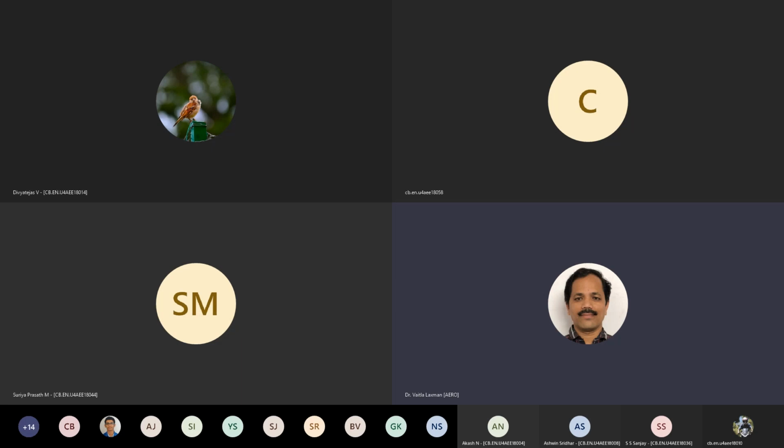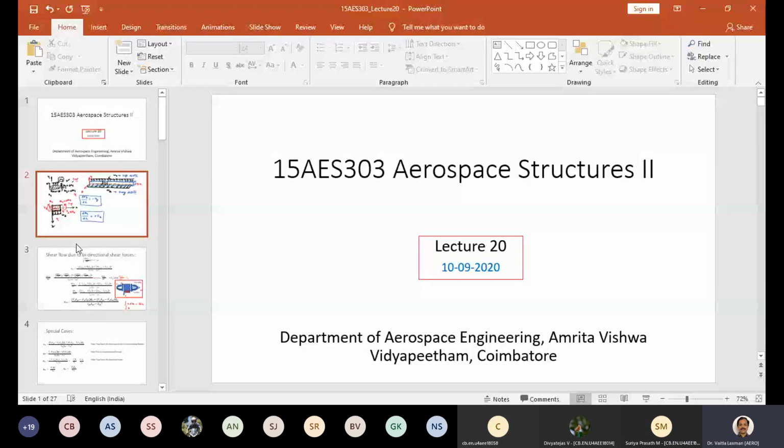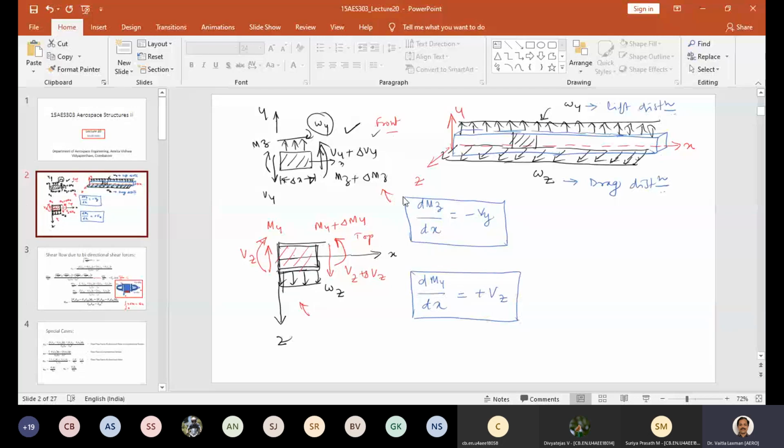So we were discussing bidirectional shear forces acting on a beam. I hope you understand this free body diagram. This is from the Sintha material. From there you will get dMz/dx is equal to minus Vy.